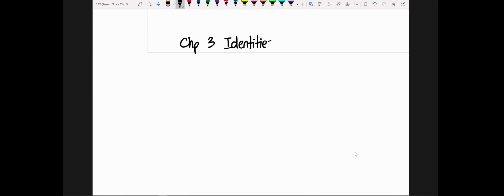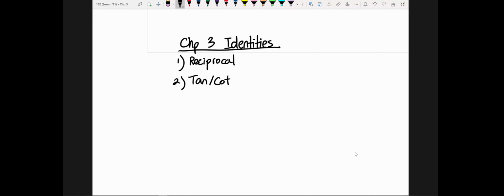So we use these 10 groups of identities to help us simplify trig expressions, find the exact value of trig functions evaluated at angles not on the unit circle, complete proofs, and then in chapter 4, we're going to learn how to solve trig equations. So here are the 10 groups of chapter 3 identities.